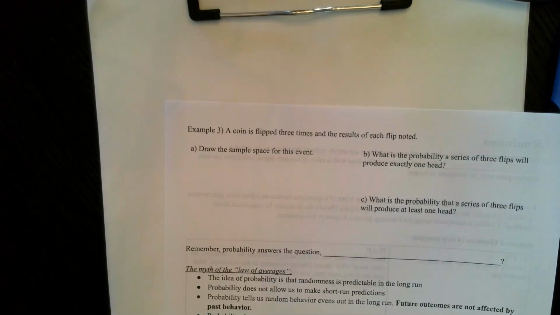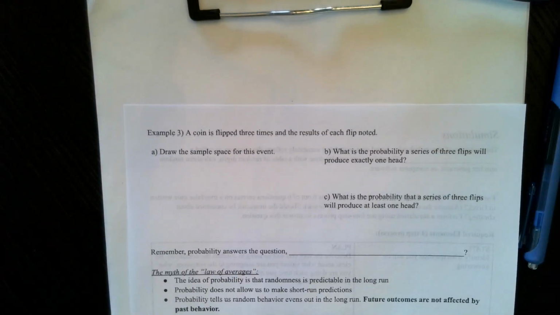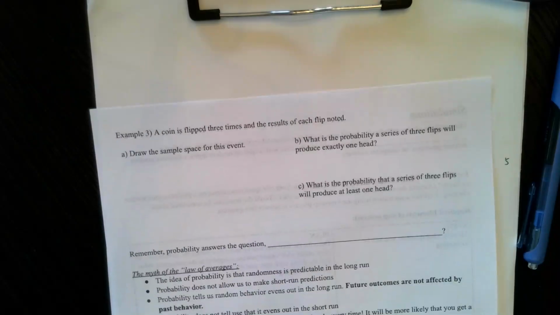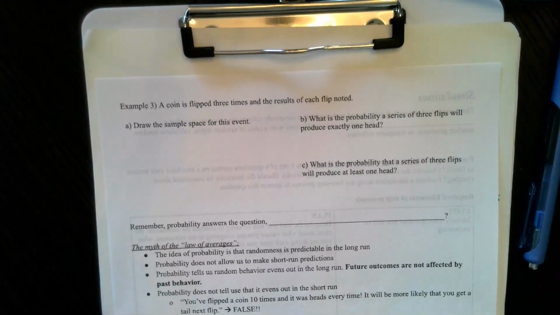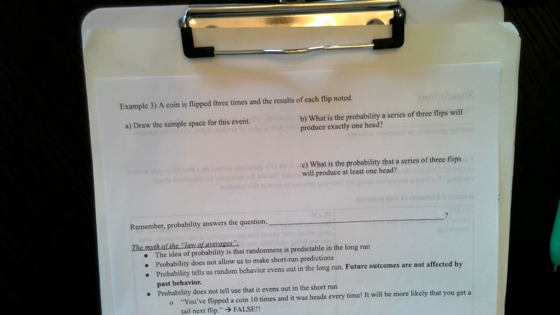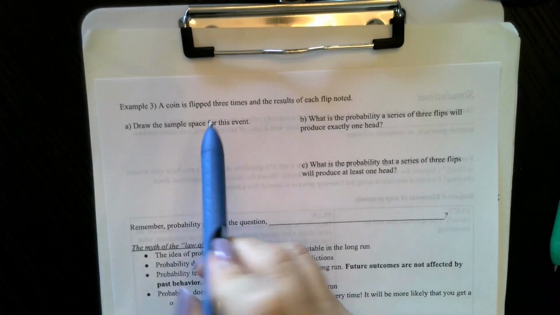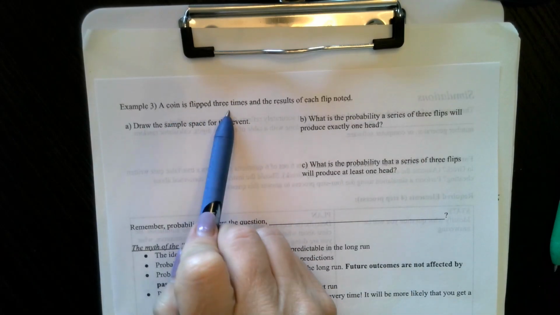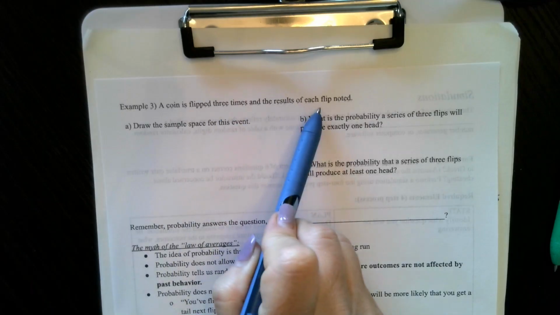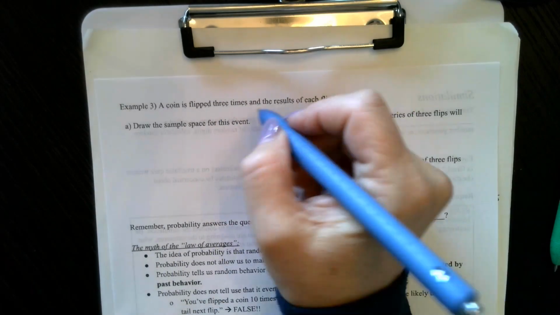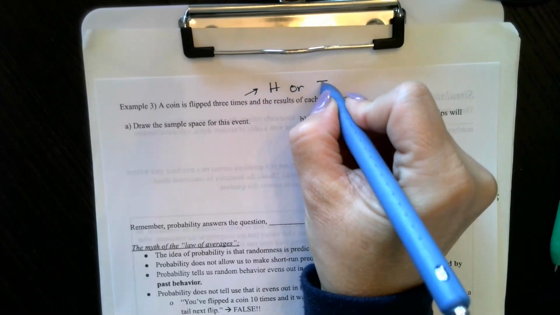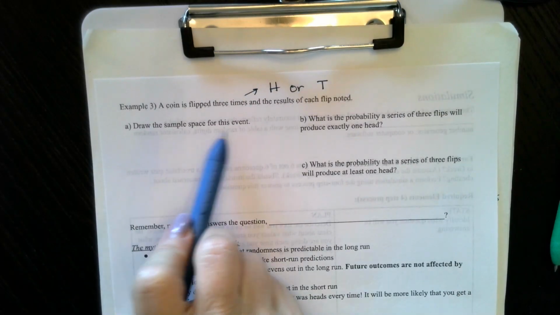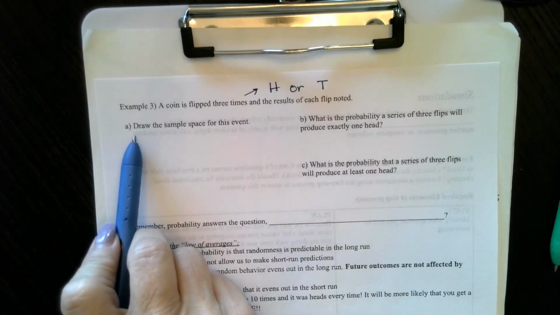So, we talked a little bit about complements. Now we're going to talk about sample space. Sample space is something that you will very rarely have to do, just because it's tedious and time consuming. So this example says a coin is flipped 3 times and the result of each flip noted. If a coin is flipped 3 times, I have 2 options. I can get heads or I can get tails. So draw the sample space for this event. It actually wants me to list out my events.